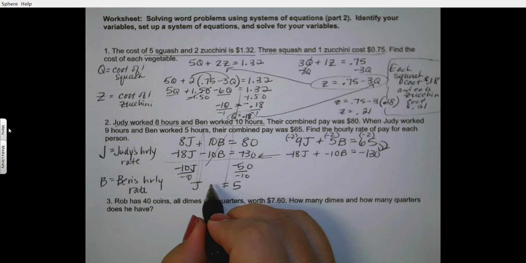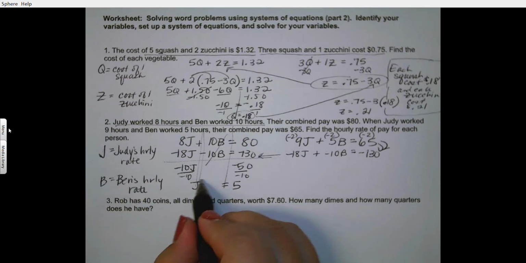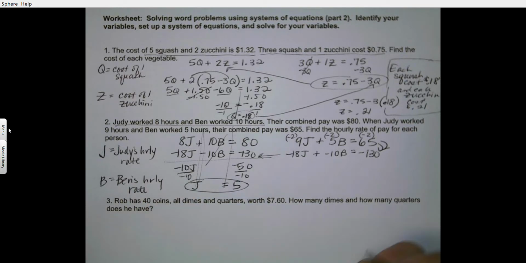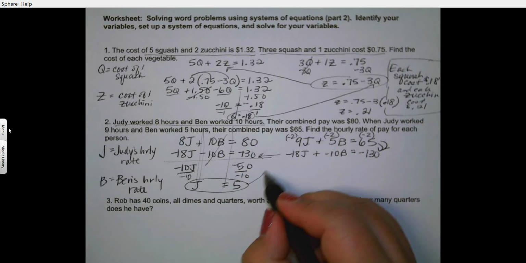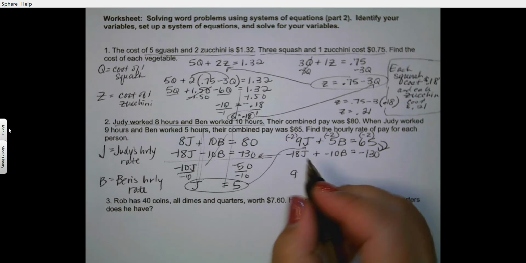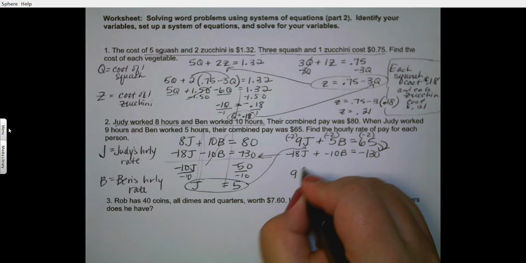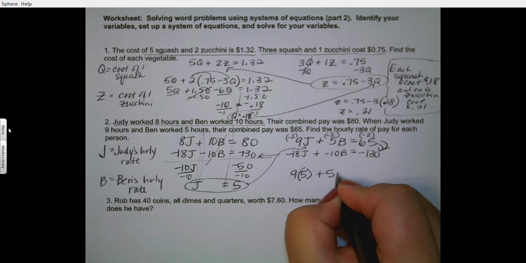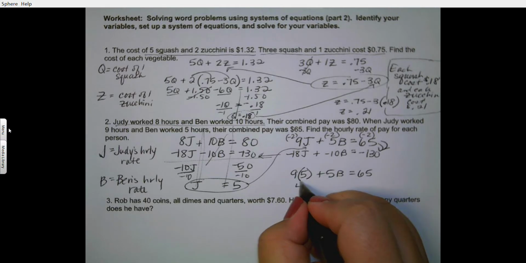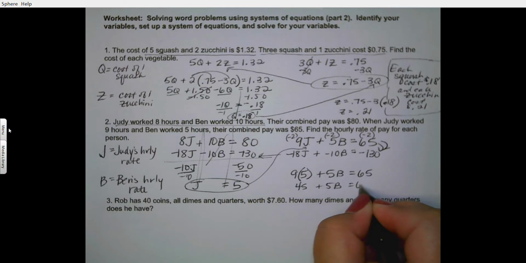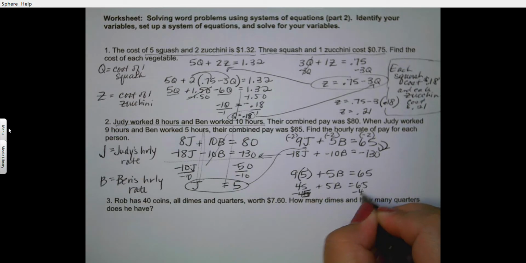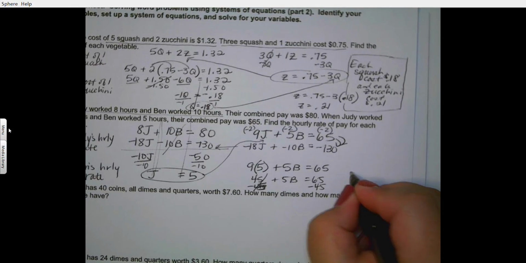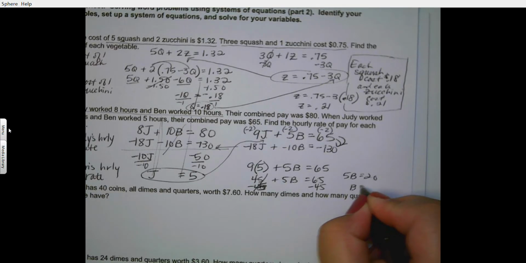Okay, now I need to find Ben's. So now I'm going to take this and plug it in wherever I would like in the J. So I could plug it in here, I could plug it in here. Just because these are smaller numbers, I'm going to choose to plug it in right here. So I'm going to do 9 times J, which is 5, plus 5B is equal to 65. So this is 45 plus 5B is equal to 65. I'm solving for B. Okay, and so 5B is equal to 20, B is equal to 4.